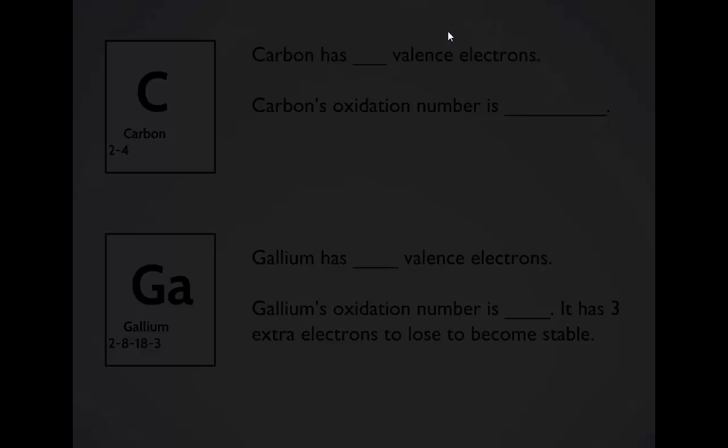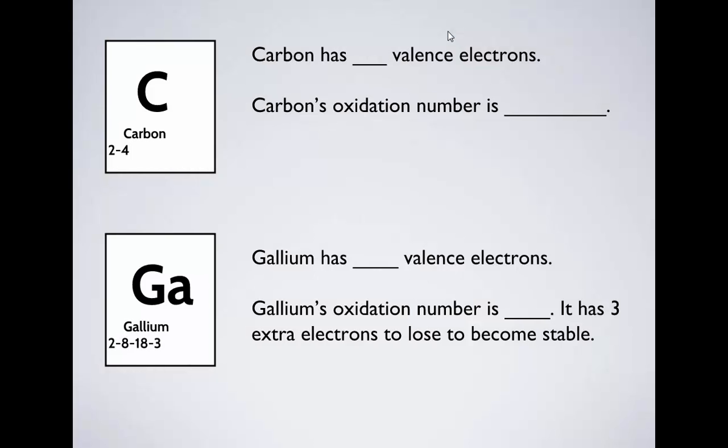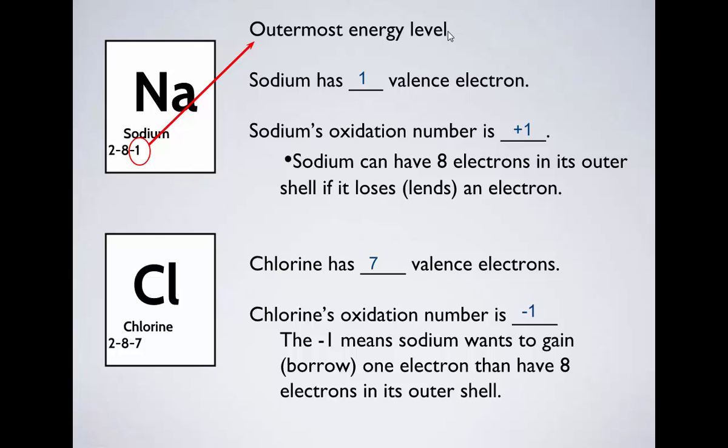But isn't this one missing 7? No, it's missing 1 to get to 8. It's going to do whatever's easiest. No, the top one. If it gets rid of this 1, then it will have 8 and it'll be happy. It has 1 extra electron here. Wait, so when you're writing the oxidation number, are you telling it what to do, or no? No, it's what it has. It has one extra. It's missing one.